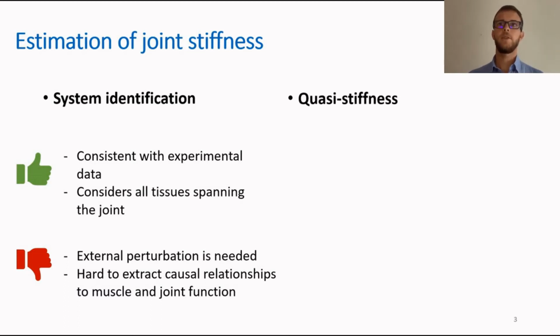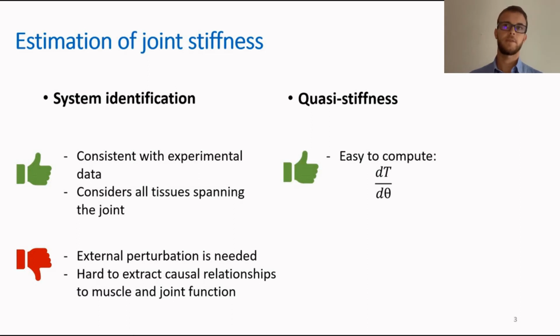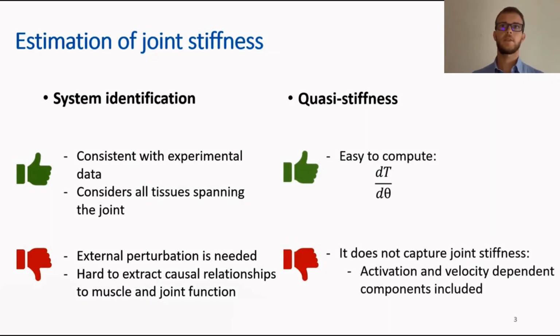A second community that has attempted to estimate joint stiffness is the so-called quasi-stiffness. Basically, the derivative of a joint torque angle relationship is obtained. It is very simple to compute, but unfortunately it does not capture joint stiffness, since the measured torque also includes activation and velocity-dependent components. And with joint stiffness, we're only looking at the position-dependent components.